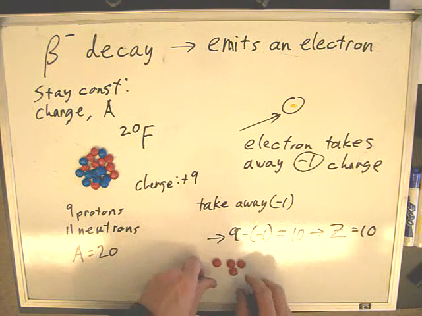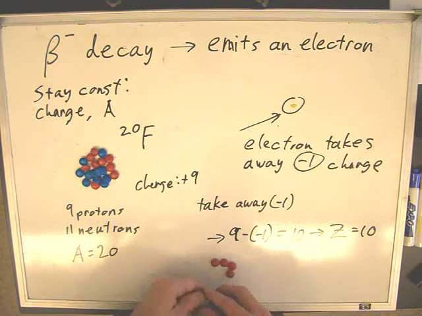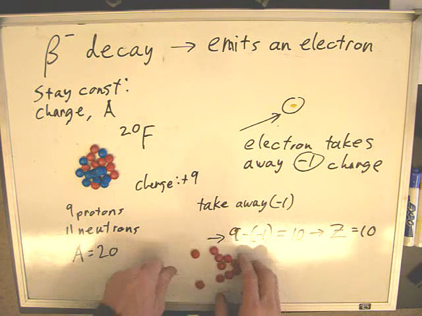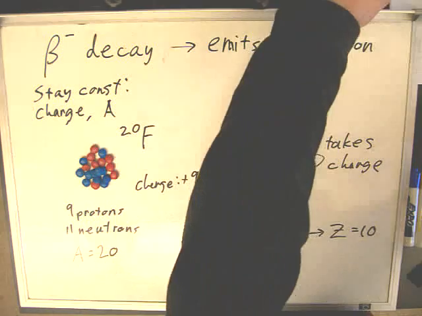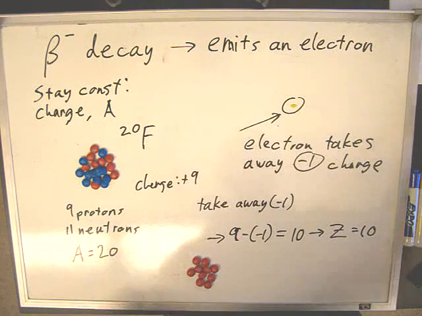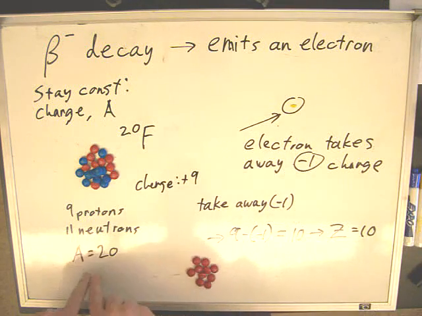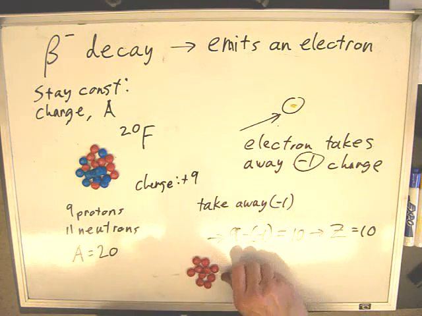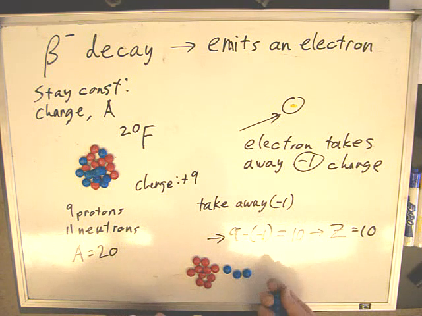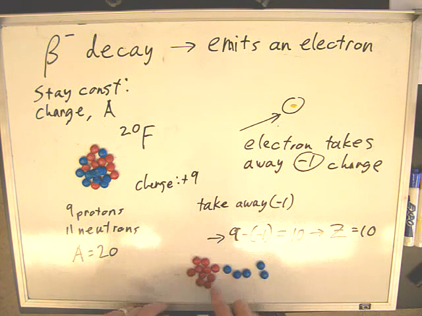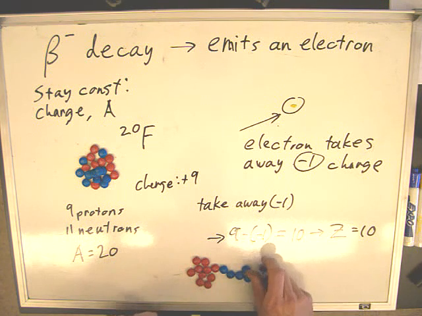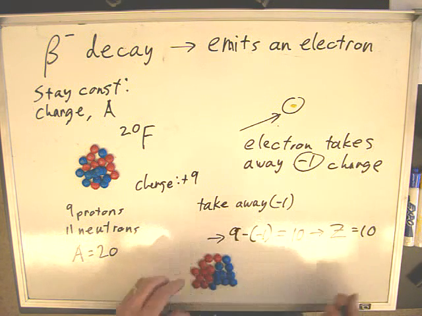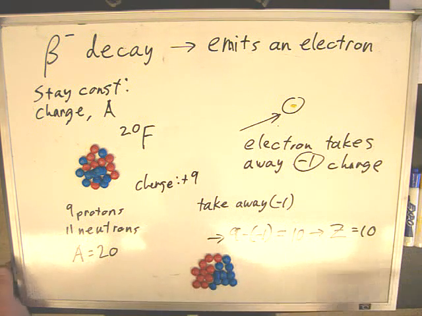The daughter nucleus has 1, 2, 3, 4, 5, 6, 7, 8, 9, 10 protons. A is still 20 because the electron didn't take away much mass. A is the mass number, and the electron doesn't take away enough mass to affect it. So the mass number is still 20, so I better have 10 neutrons to make 20. That's 10, 11, 12, 13, 14, 15, 16, 17, 18, 19, 20. So there are 20 particles here.